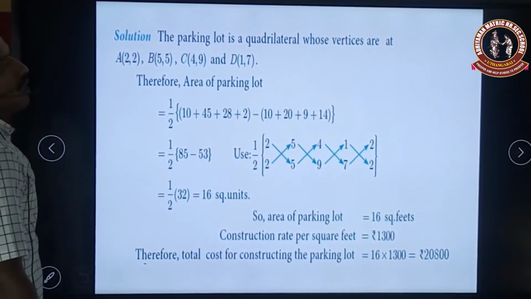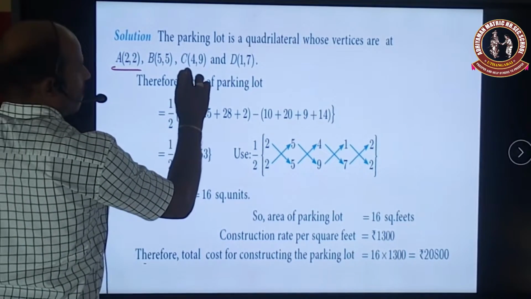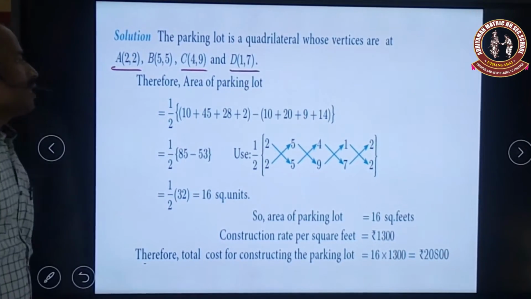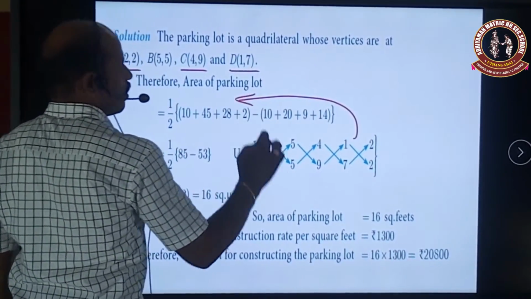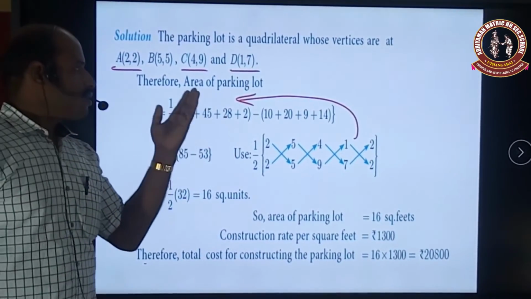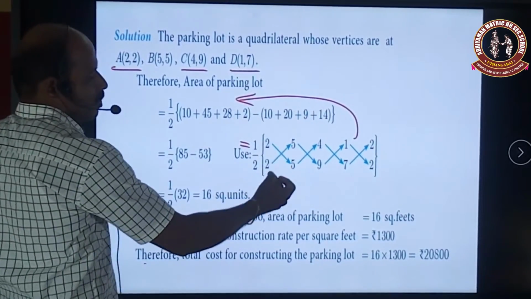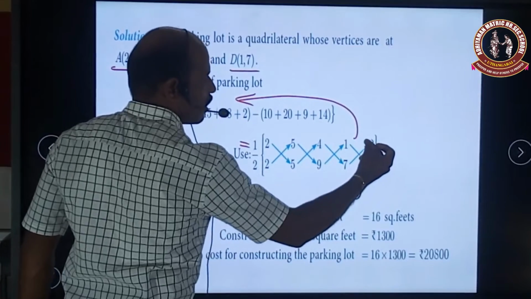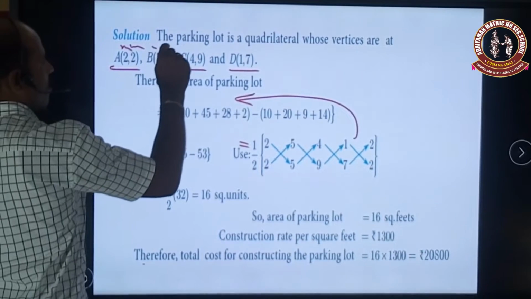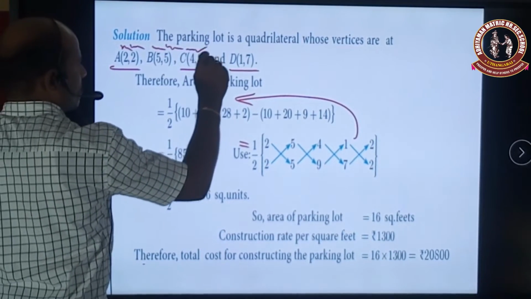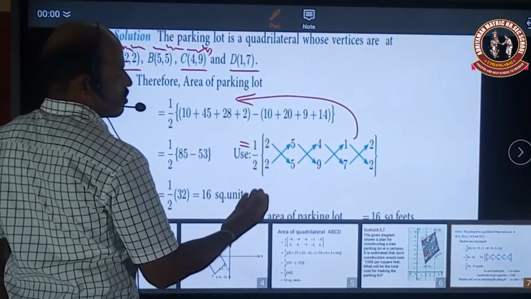The parking lot is a quadrilateral whose vertices are A(2,2), B(5,5), C(4,9), D(1,7). Therefore, the area of the parking lot, using the already known formula for the area of a quadrilateral, equals half into x1y1, x2y2, x3y3, x4y4, and x1y1 again. The first point x1 y1 is 2,2, x2 y2 is 5,5, x3 y3 is 4,9, x4 y4 is 1,7. Apply the points in the formula.